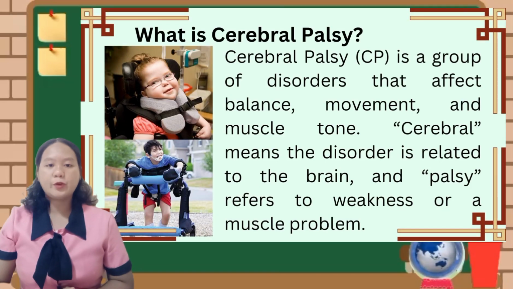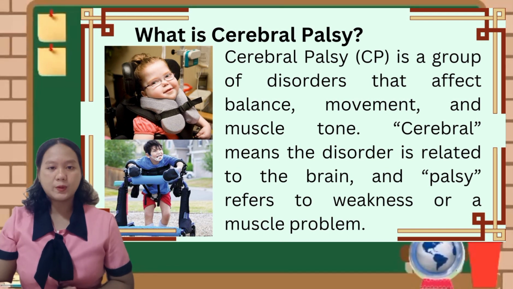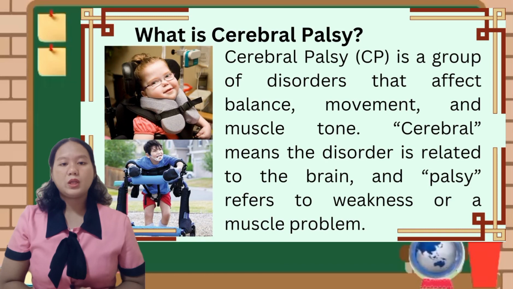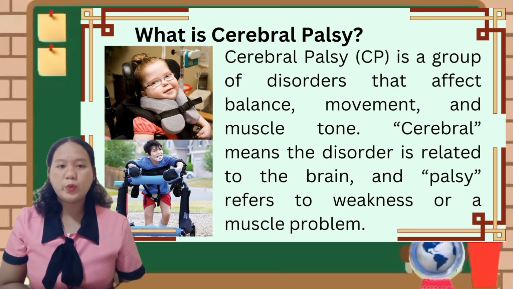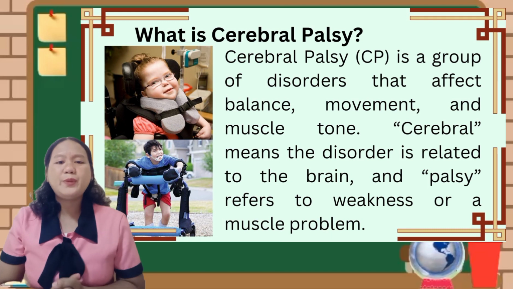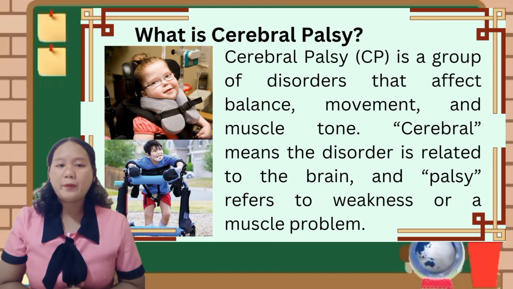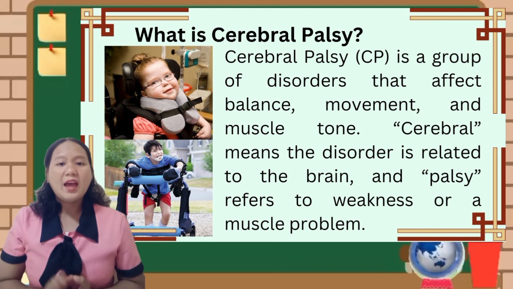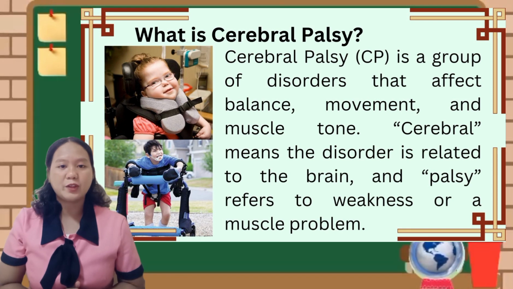Cerebral palsy is a group of disorders that affect balance, movement, and muscle tone. Cerebral means the disorder is related to the brain, and palsy refers to weakness or a muscle problem. People with cerebral palsy can have mild issues with muscle control, or it could be so severe that they can't walk. Some people with cerebral palsy have difficulty speaking, others have intellectual disabilities, while many have normal intelligence.